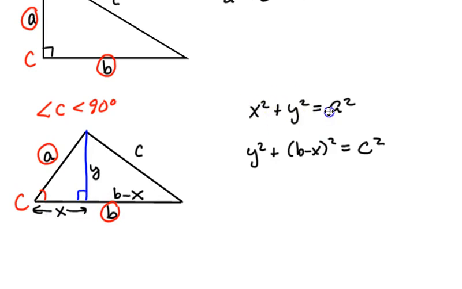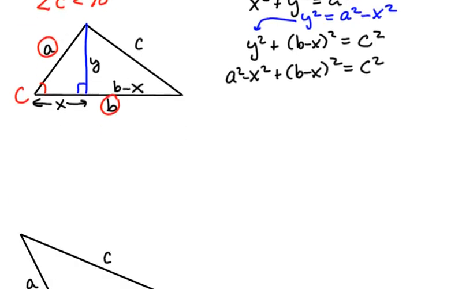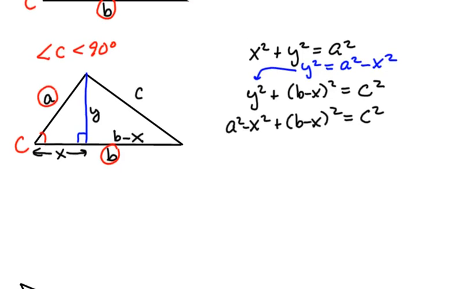First of all, you notice that I could solve the first equation for y squared and substitute it into the second equation. So y squared is equal to a squared minus x squared, and substituting that in, I get a squared minus x squared plus the quantity (b minus x) squared equals c squared.